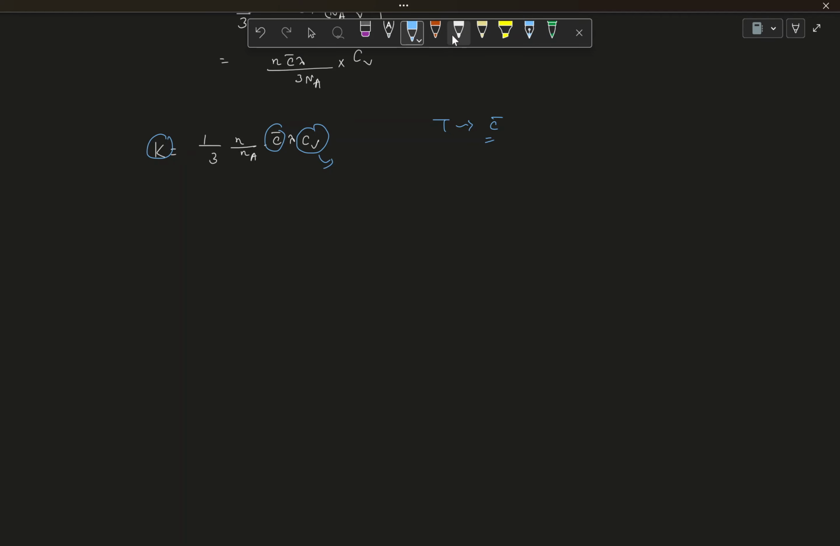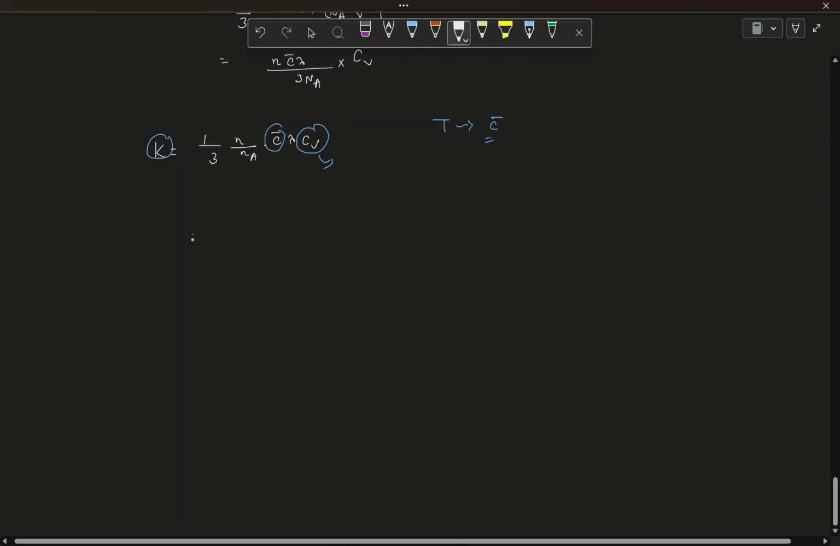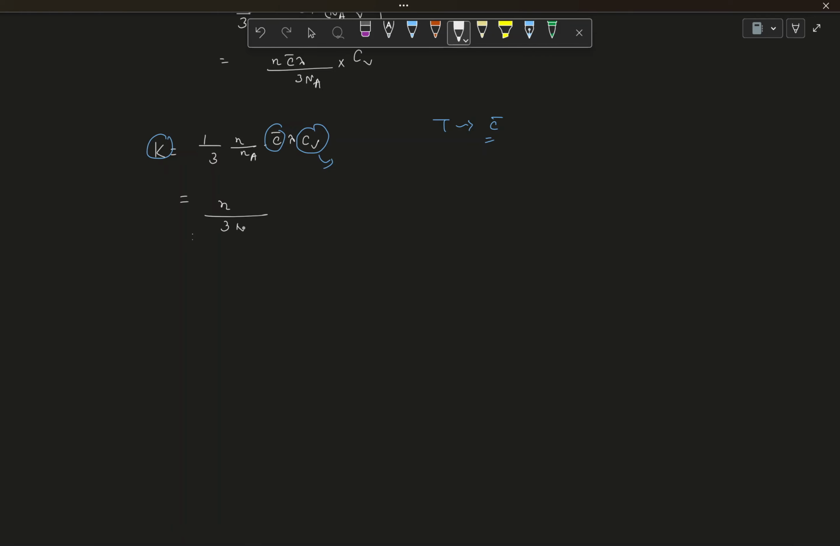We can further simplify this term and write it in a different form. N by 3 Na into C bar into lambda, where lambda you can write as root over 2 N pi sigma squared, into CV as usual. So here this N and this N cancel out, N being the number density, and this sigma is the diameter of each oxygen molecule.